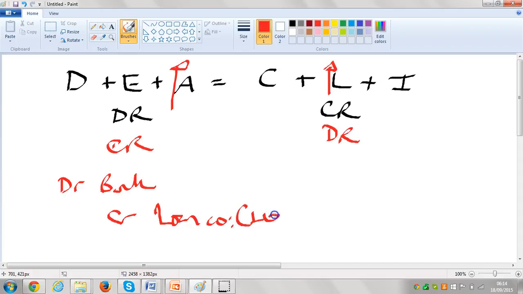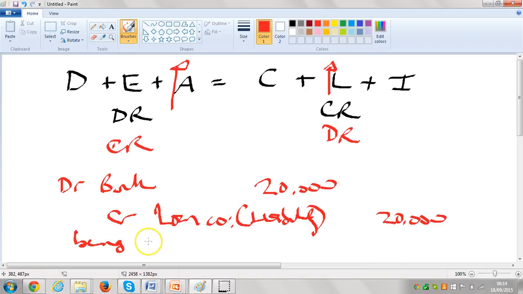I just call it the loan company, not bank, to show you they're two separate entities. Whenever you see bank, we mean the business bank account. Here we have loan company. So for example, say it was 20,000 that was borrowed, you would write it this way: 20,000, being money borrowed from the bank.